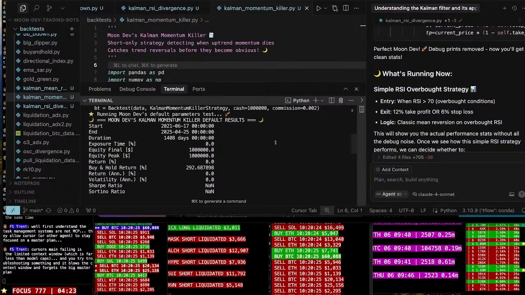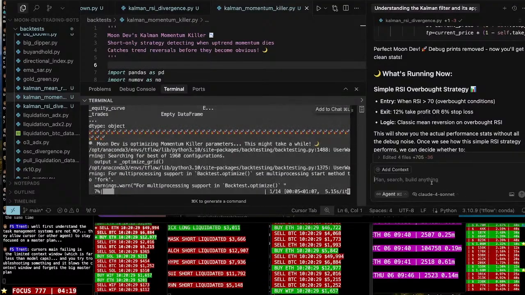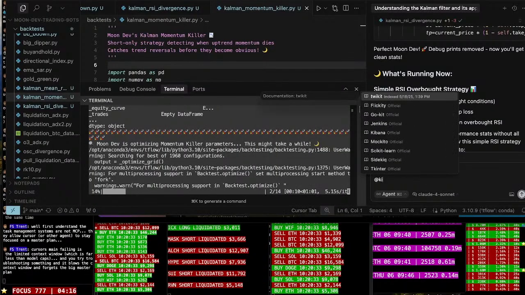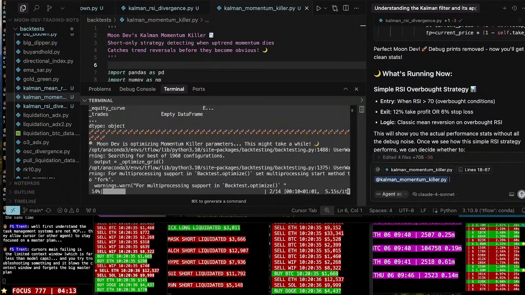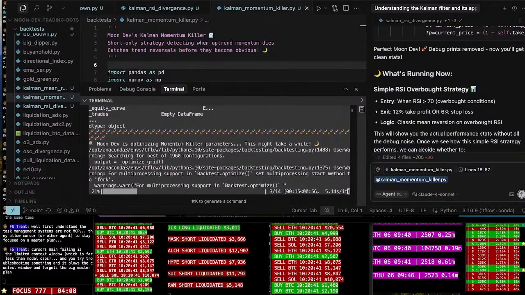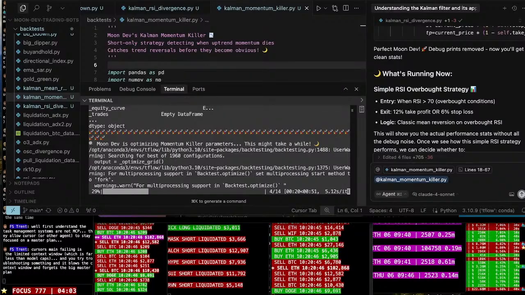Okay, this has the same problem, actually. So let's go here and say, I really like this idea. See the NANs, that it didn't enter any trades. Go ahead, although it does enter trades.